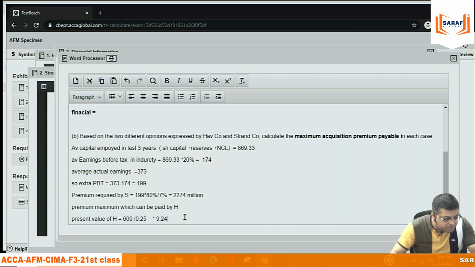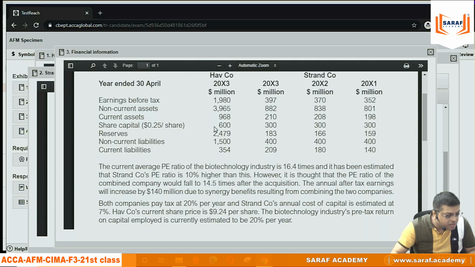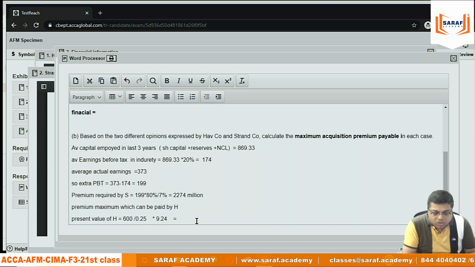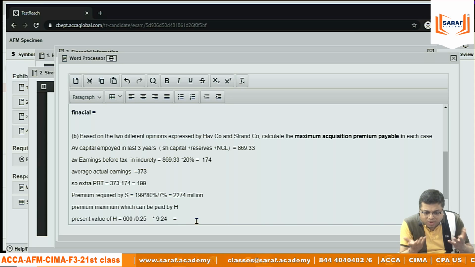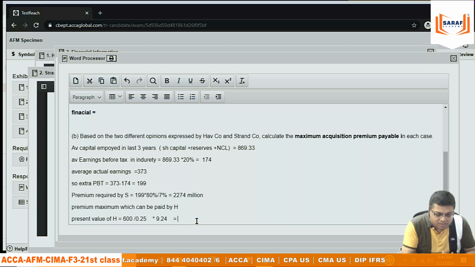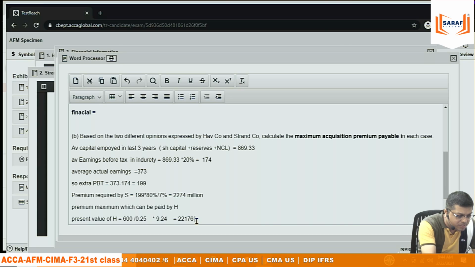What is the value? Number of shares भी यही है ना, मेरे को तो यही ध्यान है, 600 by 0.25, correct? So what is the value? 22,176. Yeah, 600 by 0.25 अपने आप आ जाएगा into 9.24. 22,176 million.